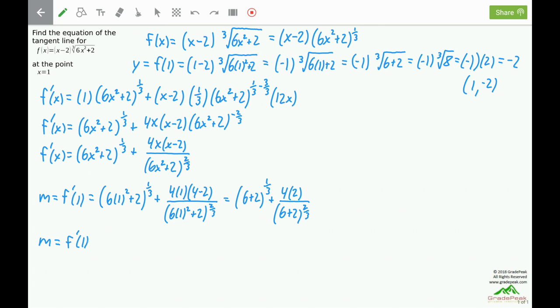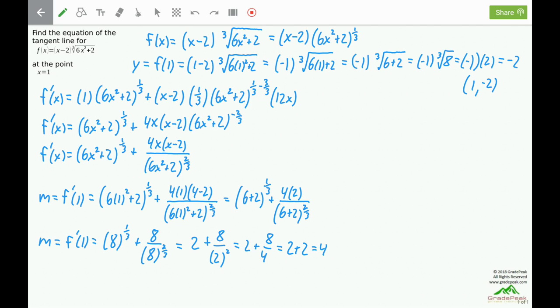So our slope, or f prime of 1, will be 6 plus 2 is 8 to the 1/3 power, plus 4 times negative 1 over 6 plus 2 is 8 to the 2/3 power. Now what 1/3 power means is cubed root. Cubed root of 8 is a 2. And 8 to the 2/3 power means the cubed root of 8, which again is a 2, but then you square it. So we have 2 plus the numerator divided by 2 squared, which is a 4. The numerator divided by 4 gives us a value, and adding it to 2 gives our slope of 4.